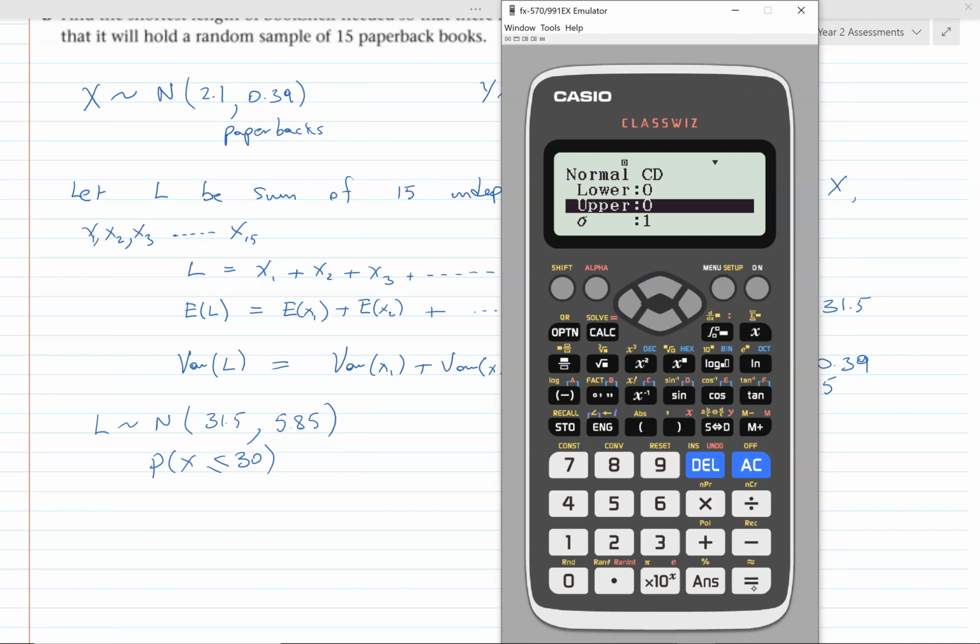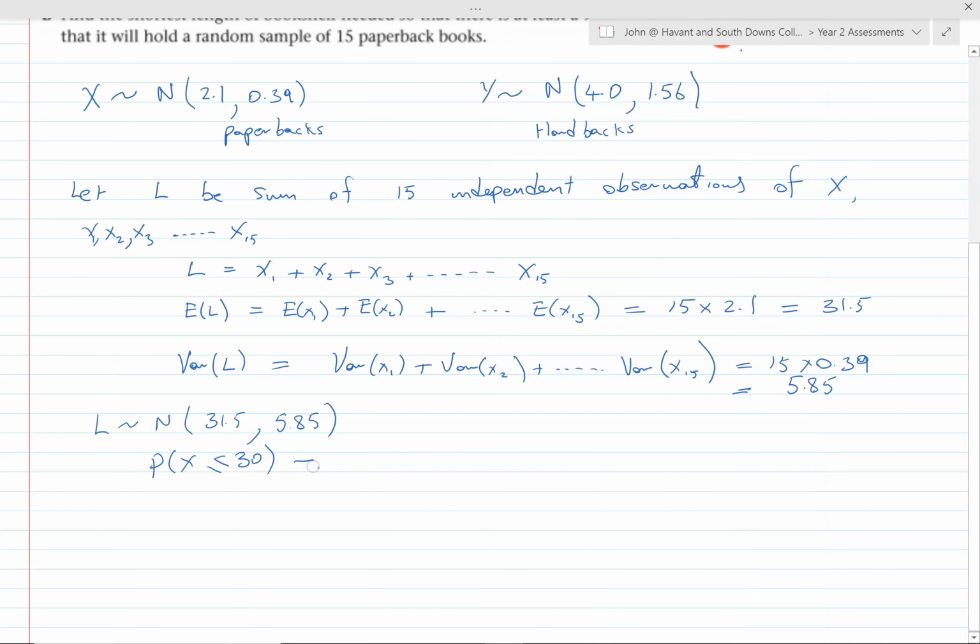So then the upper is 30, and the standard deviation, and you can put the square root into the calculator. Remember, the standard deviation is the square root of the variance, so that's the square root of 5.85, and the mean of the distribution is 31.5, so we get the answer 0.2676.